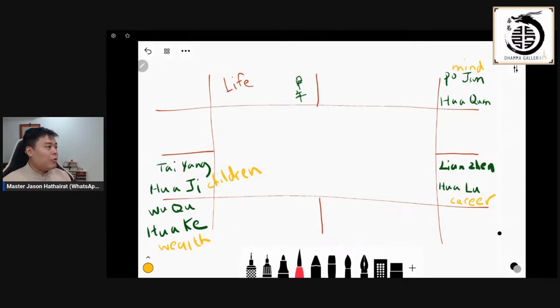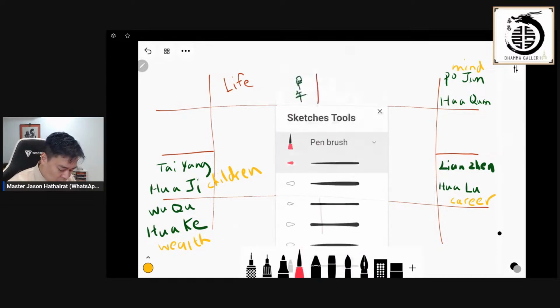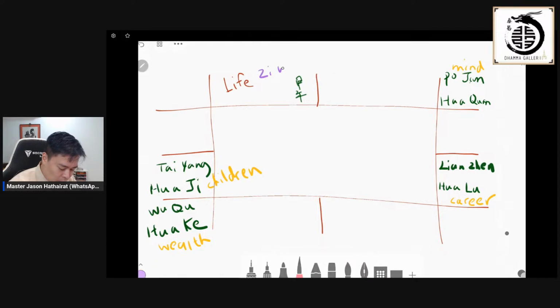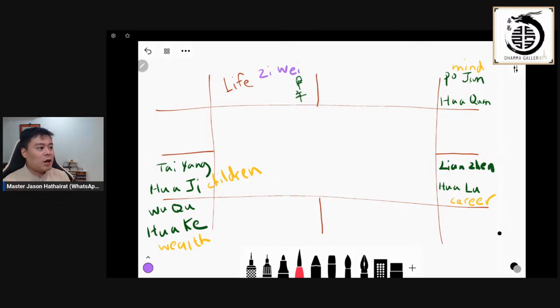So how can we interpret this chart? For example, let's say this person is of a Ziwei star. Let me write in English: Ziwei. So Stephen, I want you to tell me something about this person. For example, this person has the Ziwei star at the life domain. Can you tell me something about Ziwei? I believe you have read through the study notes and have a brief understanding of what Ziwei is about.